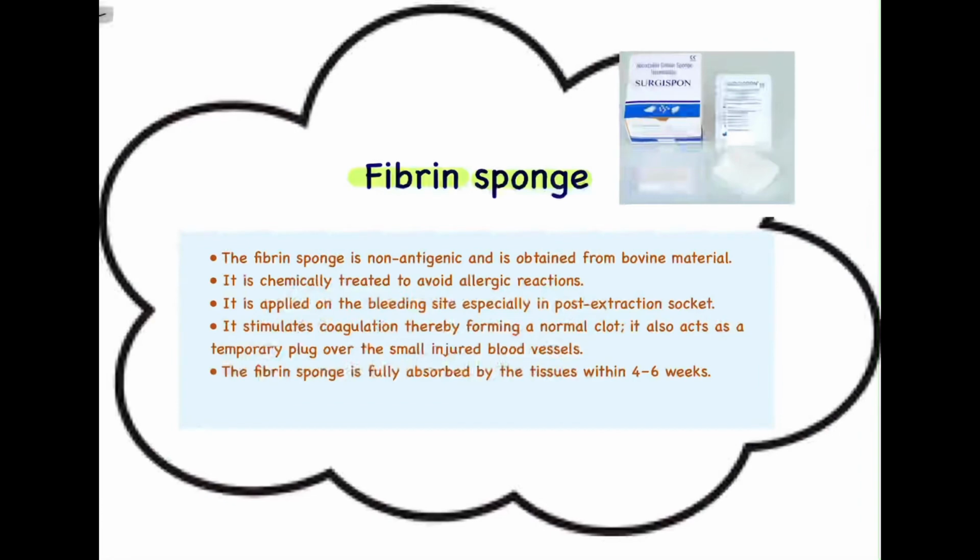Next is fibrin sponge. So again this is also non-antigenic, but this is obtained from bovine material. It is treated with certain chemical agents in order to avoid any allergic reaction or antigen antibody reactions. Now it is applied directly onto the bleeding site, and this is again very commonly used in post extraction socket.